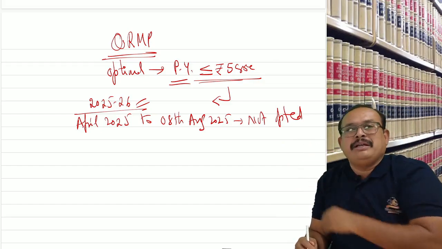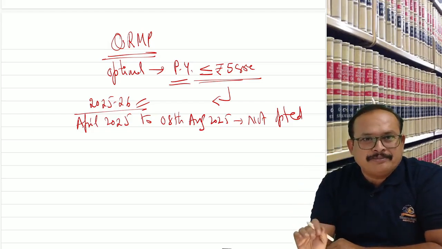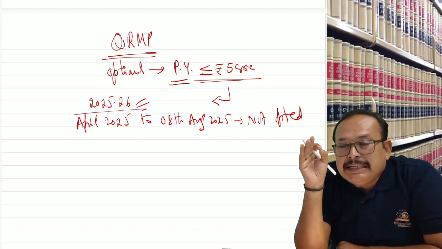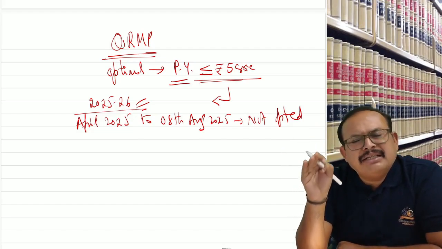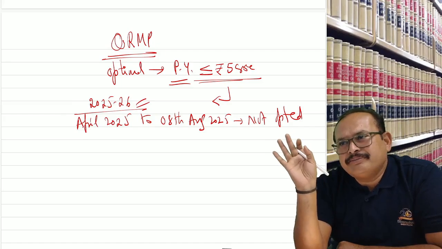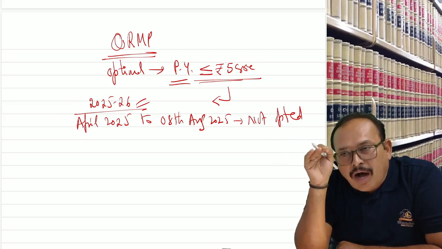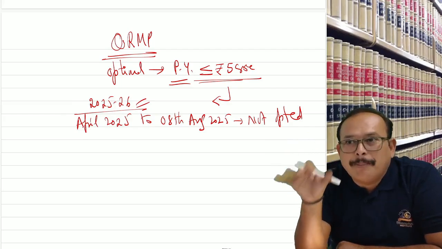Sir, am I eligible? Yes, you are eligible, I said. Can I opt now in the current financial year? The law says, in the current financial year, anytime you can enter. But for opting into the scheme, there is a procedure.